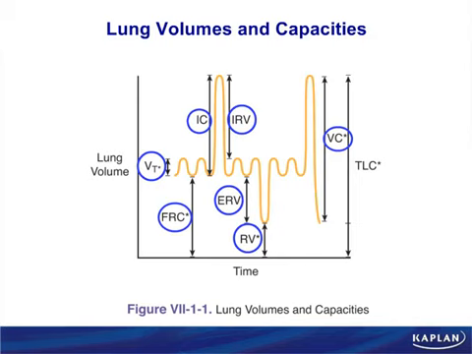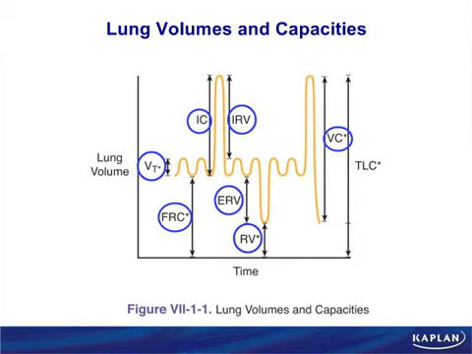Notice I go all the way to the top, maximal inspiration, and then I blow out until I can't blow out any more air, maximal expiration. That volume is vital capacity. Breathing is a good thing, it's vital. So this is the volume of air I can exchange with the environment, therefore it's vital capacity.